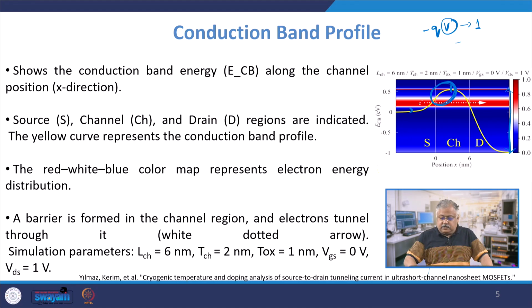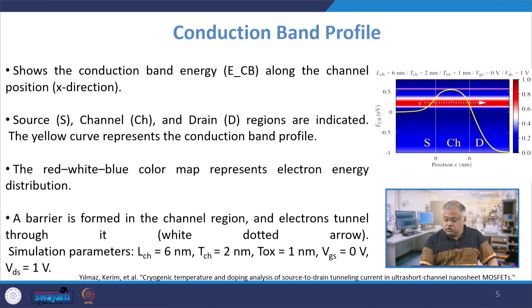This is basically my electron energy distribution, right. This is the electron energy, and this one is the electron energy distribution which you see. Now, a barrier is formed in the channel region, and the electrons actually tunnel through. So, if you look here, I have a barrier here, and the electrons are basically tunneling through this barrier and reaching the other end, and this is known as DSDT, which I discussed in the previous slide. This is referred to as DSDT, that because of a rising potential, the channel tunneling will take place through the region, and we are using a channel length of 6 nanometers and a thickness of 2 nanometers.